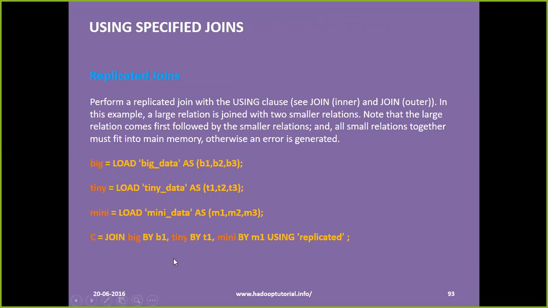If I am joining three tables, big by B1 is the biggest one, and tiny by T1 is the smallest one. And the next smaller one starts in the sequence: tiny by T1, mini by M1. And if I have the next, less big one. If I have 10,000 records in this, it will come here. If it is just 100 records, or just 1,000 records. If you have 5,000 records, then it will come after this. Okay.